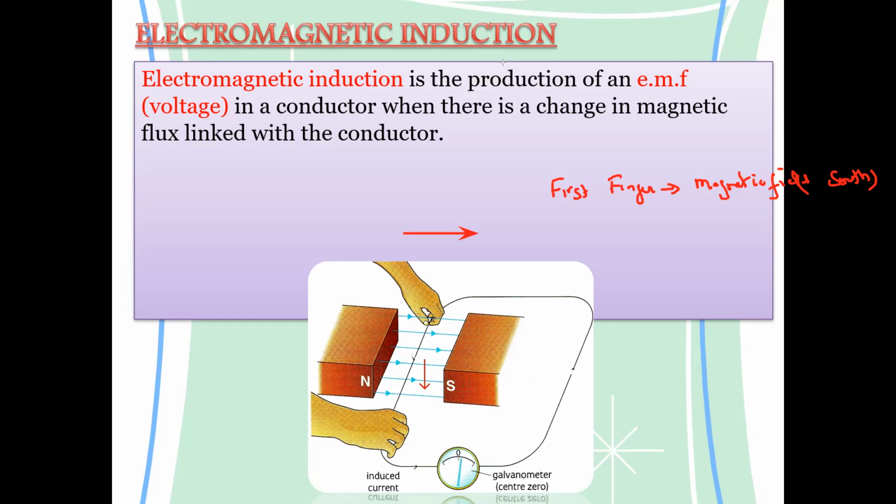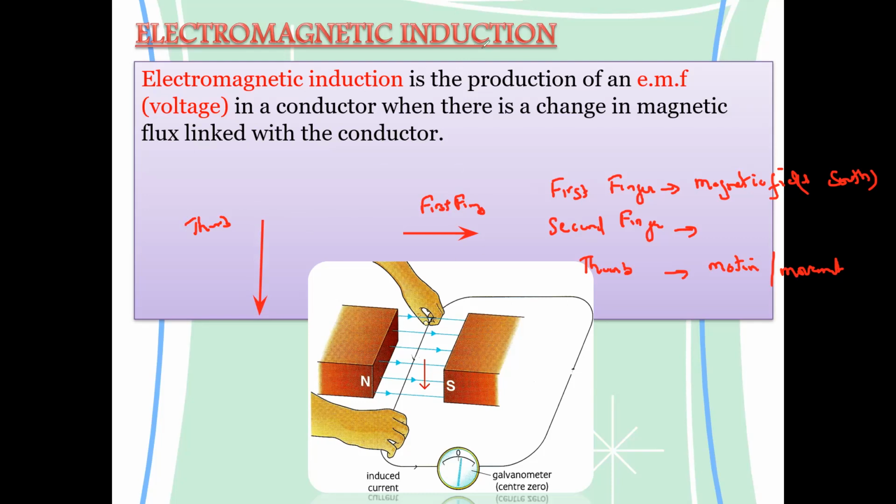Your second finger will point in the direction of the current, but your thumb will represent the motion. Motion means which direction the wire is moving, or the movement of the wire. So which direction is the wire moving? It is moving downward. So your first finger should point towards the right hand side and your thumb should point downward.